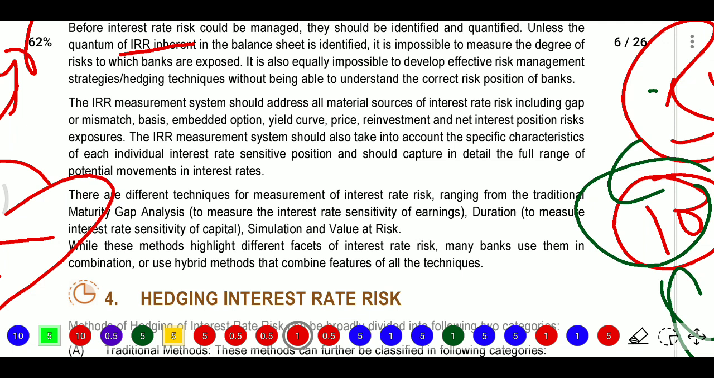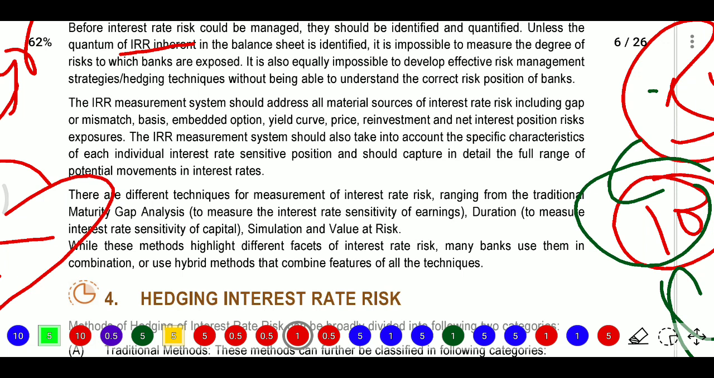Here the bank should address all material sources of interest rate risk, including gap or mismatches, basis risk, embedded options, yield curves, price risk, reinvestment risk, or net interest position exposures. Whatever the risks there are, they will consider all these risks.